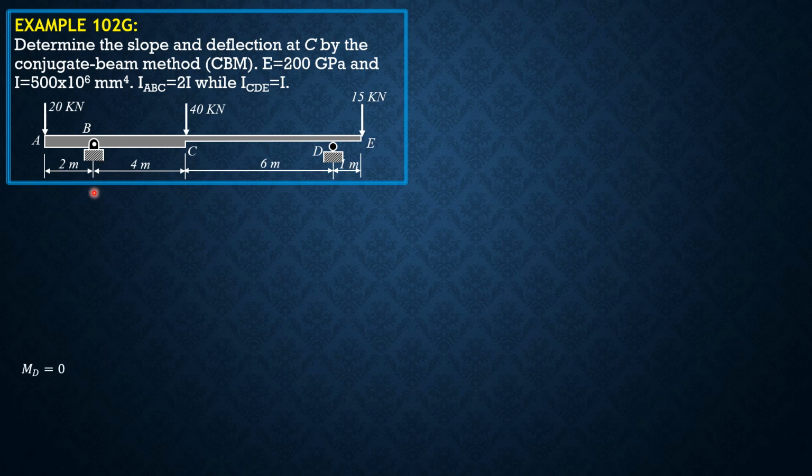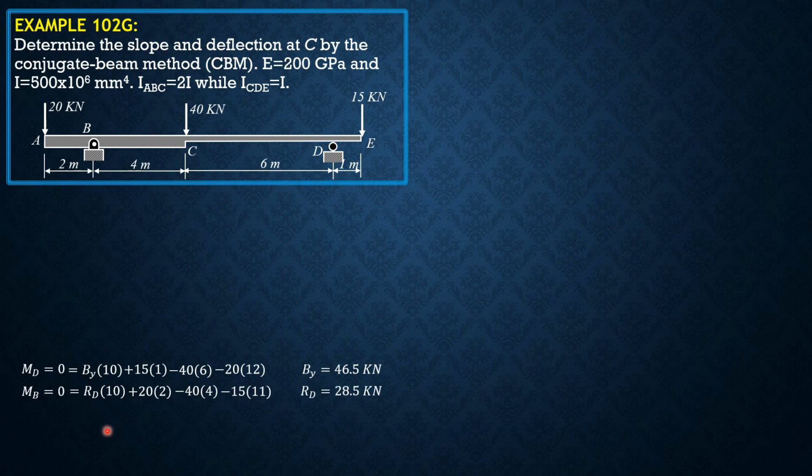Summation moment D equals 0. So By times 10 equals By times 10 plus 15 times 1, then minus 40 times 6, minus 20 times 12, equals 0. So By is equal to 46.5 kilonewtons. Likewise, summation moment B equals 0, counterclockwise positive, RD times 10 plus 20 times 2, then minus 40 times 4, minus 15 times 11, so R sub D is equal to 28.5 kilonewtons.